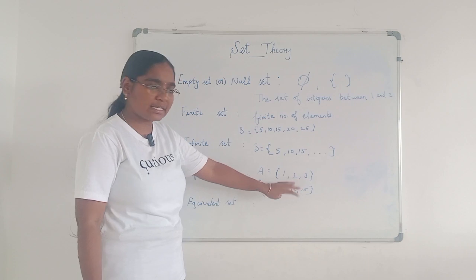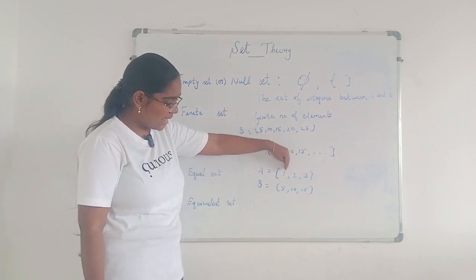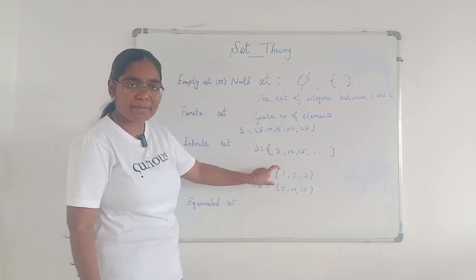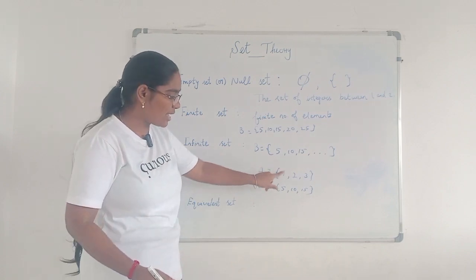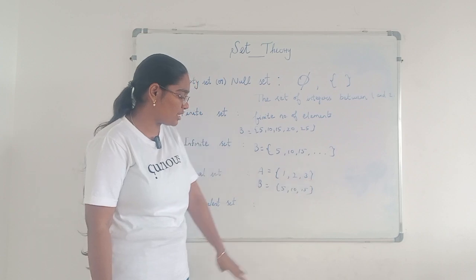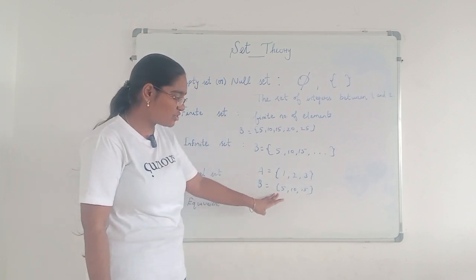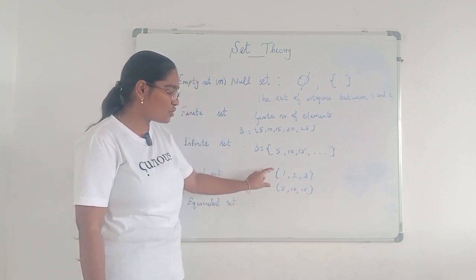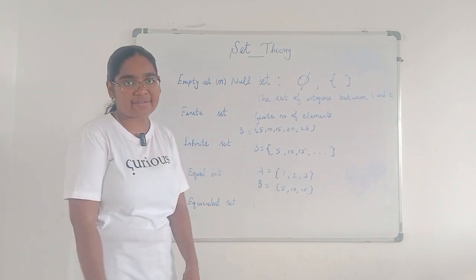The number of elements is same, but the elements itself are different. For the set A, it is 1, 2, 3, and for the set B, it is 5, 10, 15. So, these two sets are not equal set.